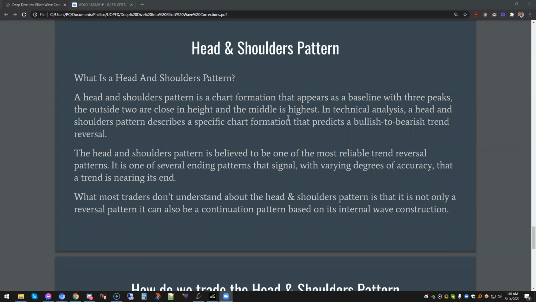What most traders don't understand about the head and shoulders pattern is that it is not only a reversal pattern, but it can also be a continuation pattern based on its internal wave construction. Now, if you're one who understands the Elliott wave theory, you would be able to go into a head and shoulders pattern and dissect it. Okay?